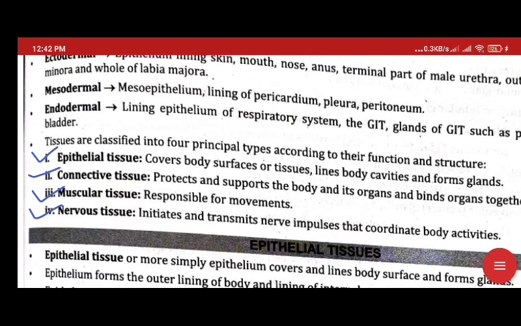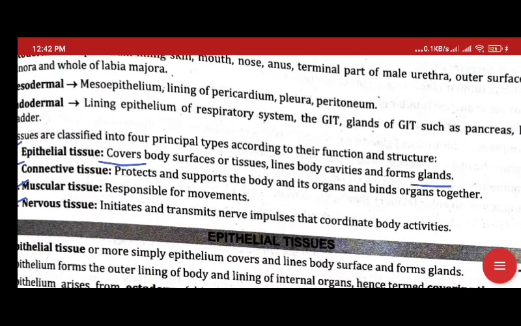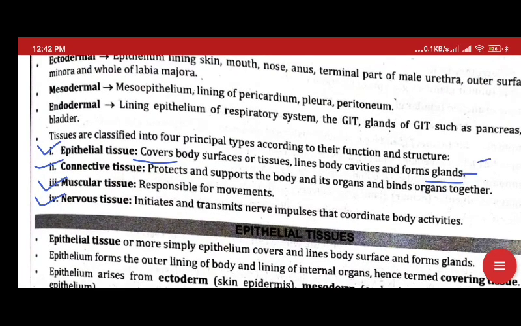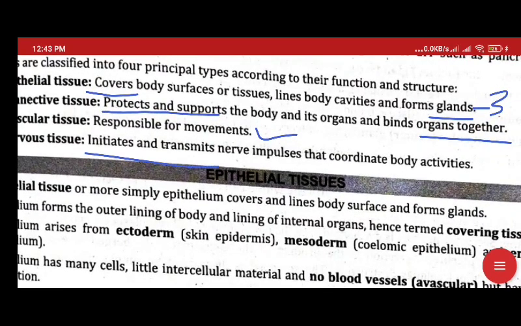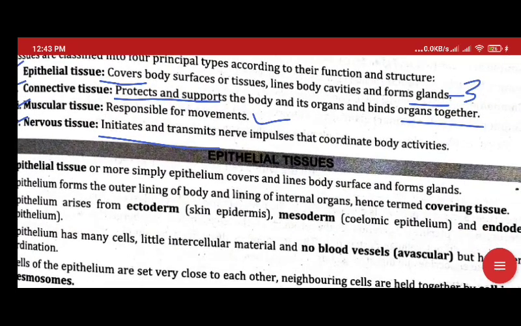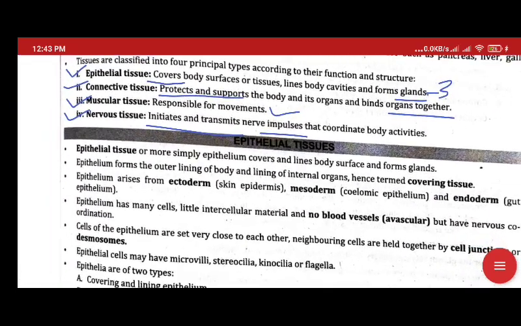Now in epithelial tissue we know it covers the body as epithelium and also forms glands, and it has three types of origin: ectodermal, mesodermal and endodermal. Connective tissue protects and supports, and also joins organs together or joins tissues together to form organs. Muscular tissue is responsible for movement. Nervous tissue is for conduction and transmission of the nerve impulse.